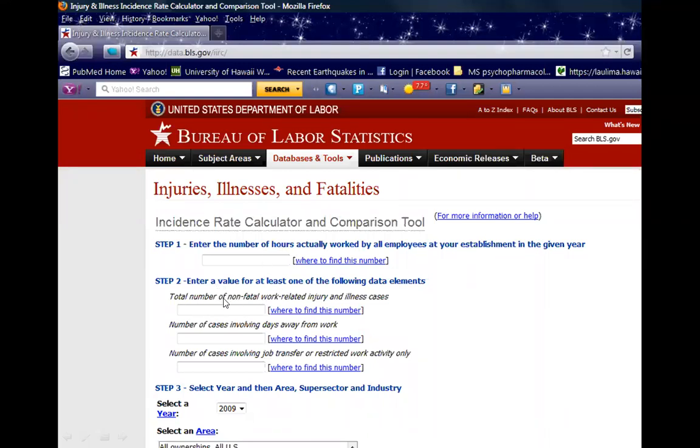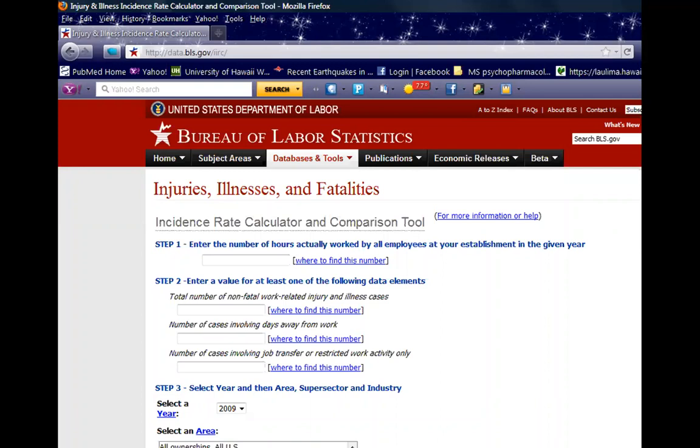And then you're going to put in the total number of non-fatal work related injuries, days away from work, number of cases involving job transfer or restricted work activity only. And that way you can make these calculations. You have to put in the time, right? I said time before. And then they'll give you that answer for your factory. I don't know how many of you deal with occupational injury or not, but it's a major issue, especially with mental health disorders, right? It's a major issue for employers.